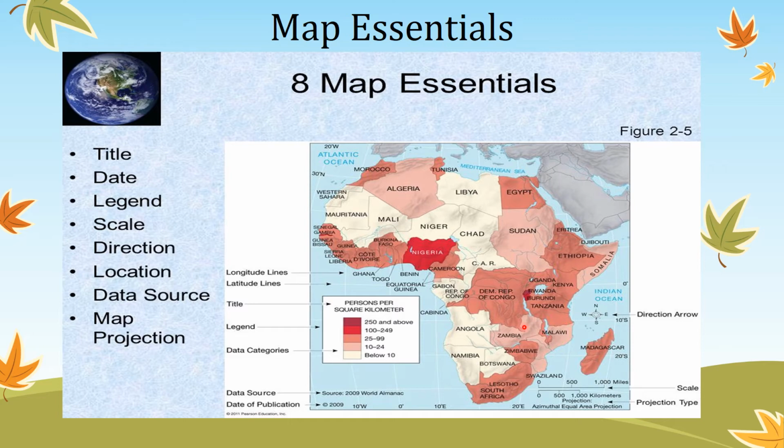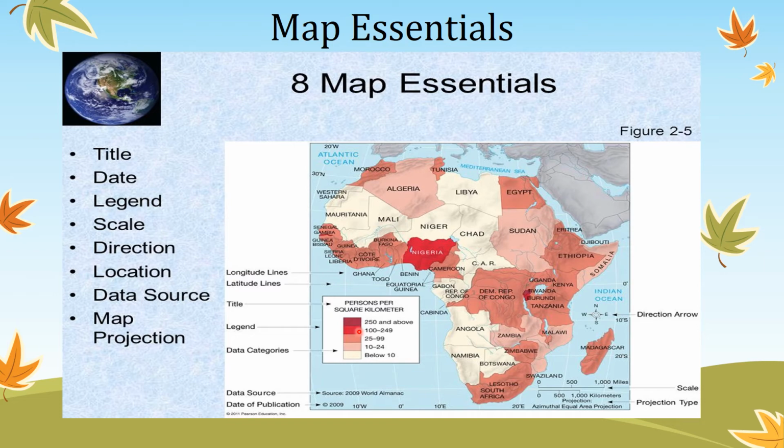Okay, boys and girls, we're still on map essentials, and we are looking now at 8 map essentials. Here is our title on this map. As I said before, not all maps will show the title at the top of the page. Here is our line of longitude that was not on the previous map, and our line of latitude going across. What do you think these lines are for? What are their uses? The legend is right here.